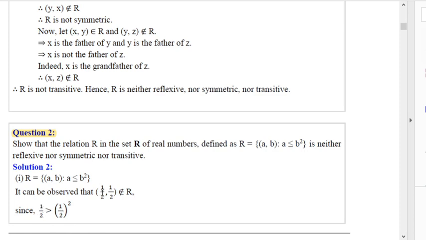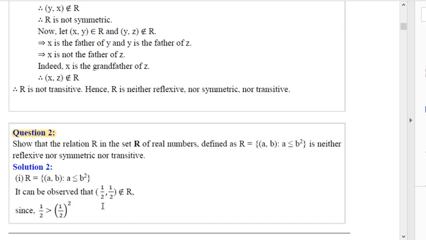Because the condition is that 1/2 must be less than or equal to (1/2) squared. If you find its square, 1/2 squared, what you will get is 1/4, which is less than 1/2. So this condition is not followed here. That's why this is not a reflexive relation.